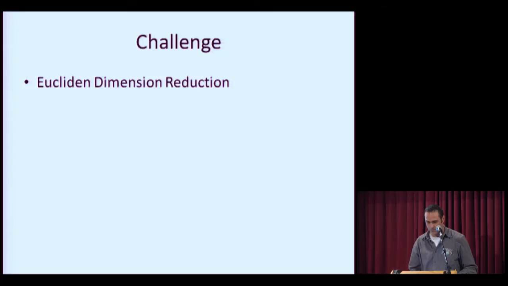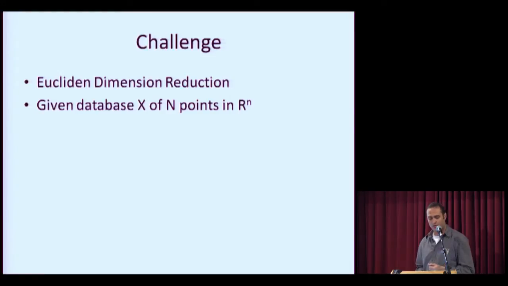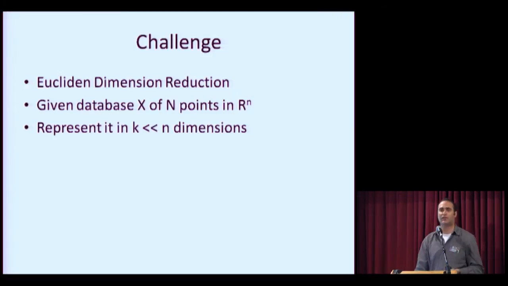Okay, so let me just begin. The challenge is basically that of dimensionality reduction, or a geometric embedding problem in Euclidean space, the simplest geometry that we all know. You're given a database, call it big X, and it has big N points in dimension small n. Call this the ambient dimensionality of your data. But you want to represent it in fewer dimensions, call it K. K will be much smaller than n. Typically, call it the embedding dimension.